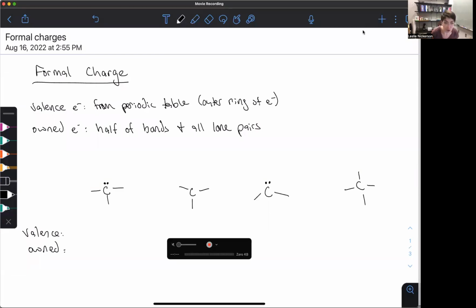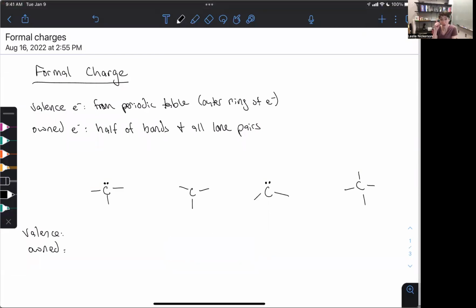Hey everybody, I'm going to go over how to find formal charge in this video. I just want to keep in mind, I'm going to tell you how to find it exactly, but as you do more and more of these, you're going to start recognizing patterns here. So you won't necessarily need to do the math every single time, because you'll look at it and just recognize it as that charge.